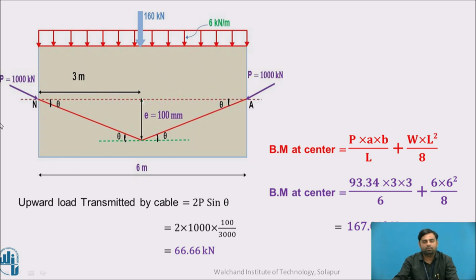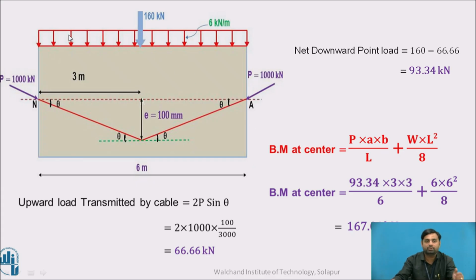Now we can calculate the upward load transmitted by the cable. It is 2P sin theta. We have already seen how to calculate the upward load. If you put in the values, you will get the net upward load as 66.66 kilonewton. After that, the net downward load can be calculated. The upward load is 66.66 and the downward point load is 160. If you do the algebraic summation, that is 160 minus 66.66, the net downward load works out to be 93.34.